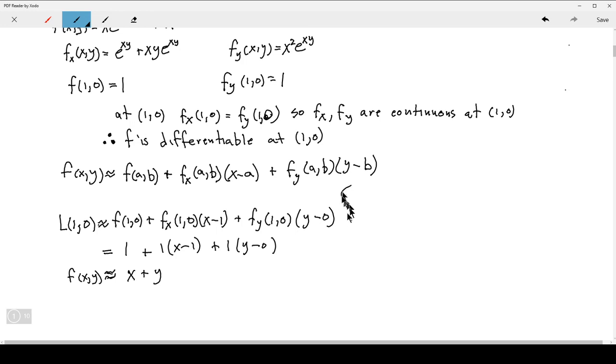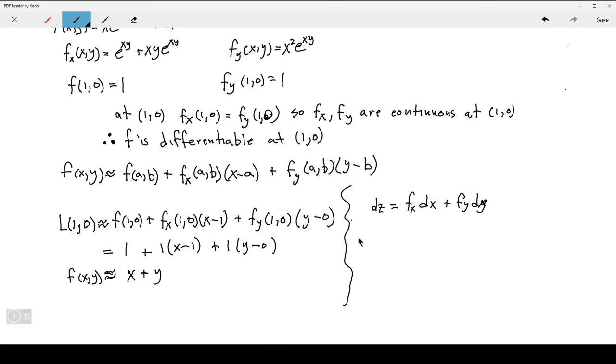Okay, so we get a general differential form here as dz, regular d, not curly d, equals fx dx plus fy dy, for a linear approximation. Okay. All right, so I'm going to get this video posted, and I will see you all later this evening.